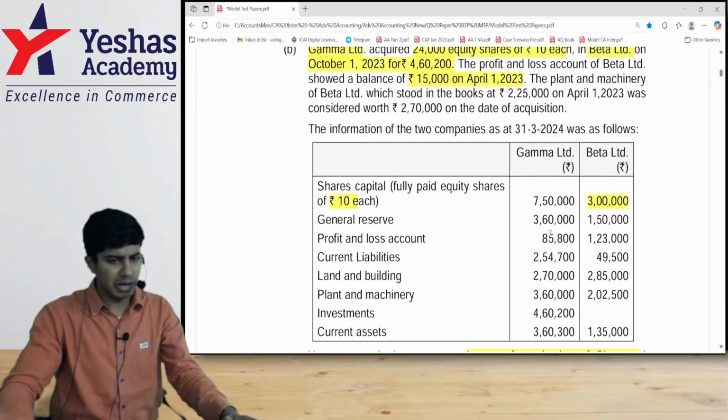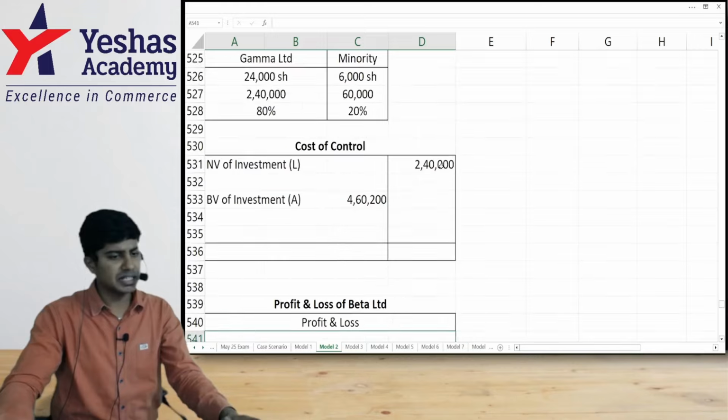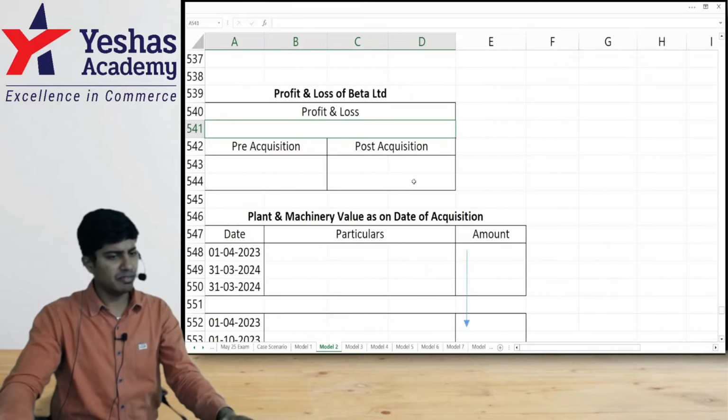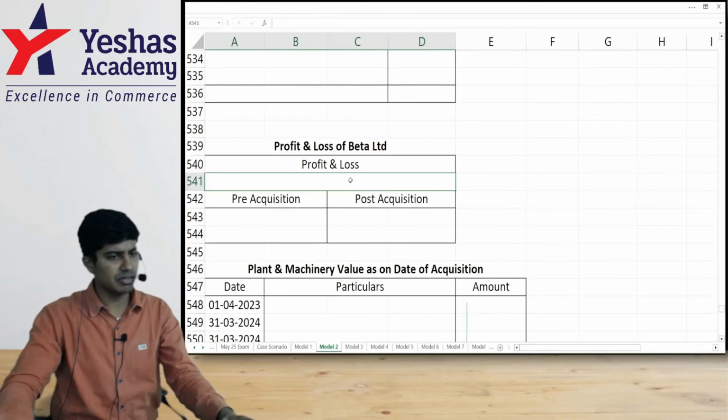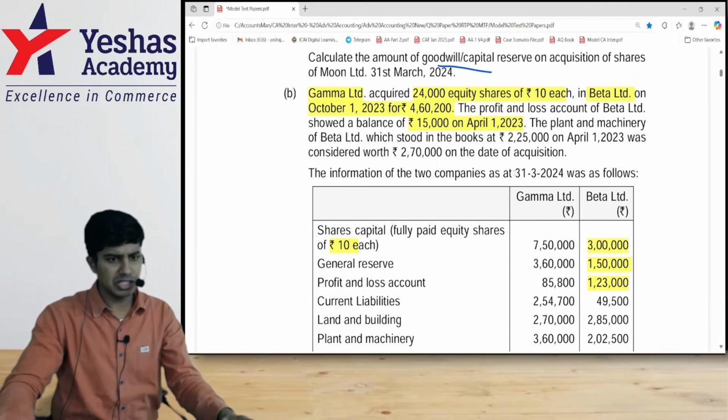I think there is a P&L account balance given here also. No? We'll take this 123 and 150. 150 is general reserve. 150 is their general reserve. And we also have one more thing. 123 is their P&L. Let's see the other adjustments and then write them once more.